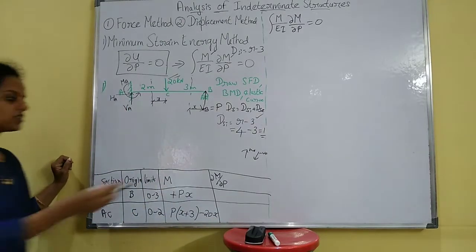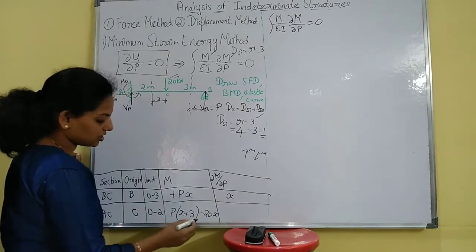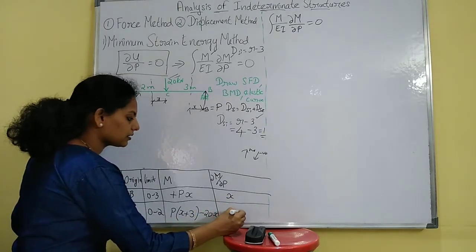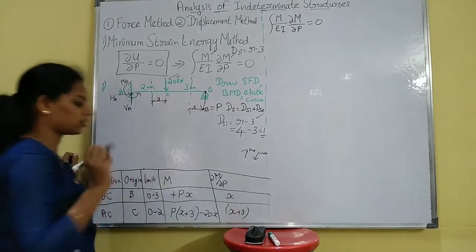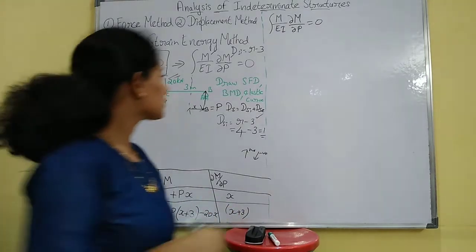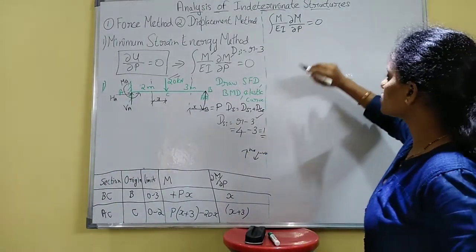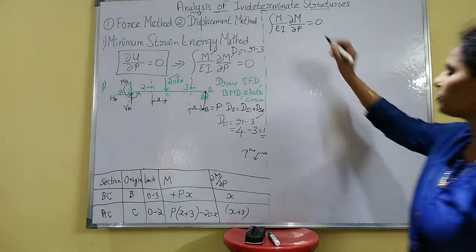Next, dou M by dou P: here you will have plus X, and here you have X plus 3. Here no P term, so that term will be equal to 0. Next, this is your equation, minimum strain energy, which is equal to 0. Get the value of P.